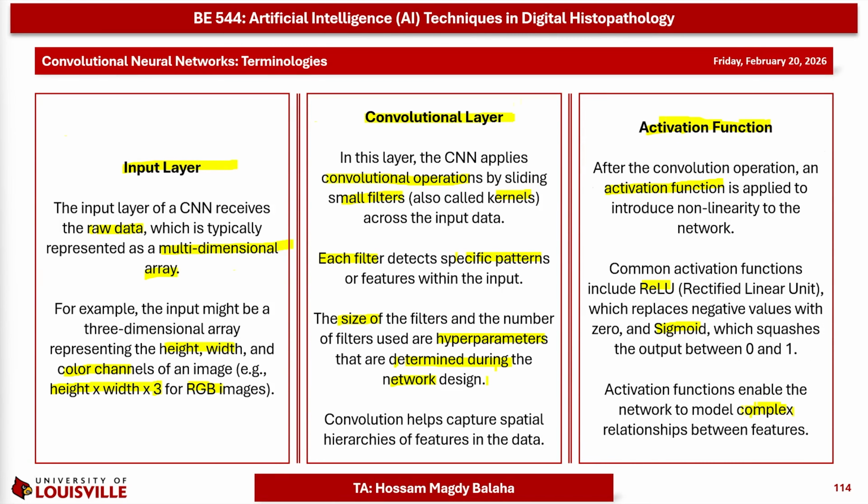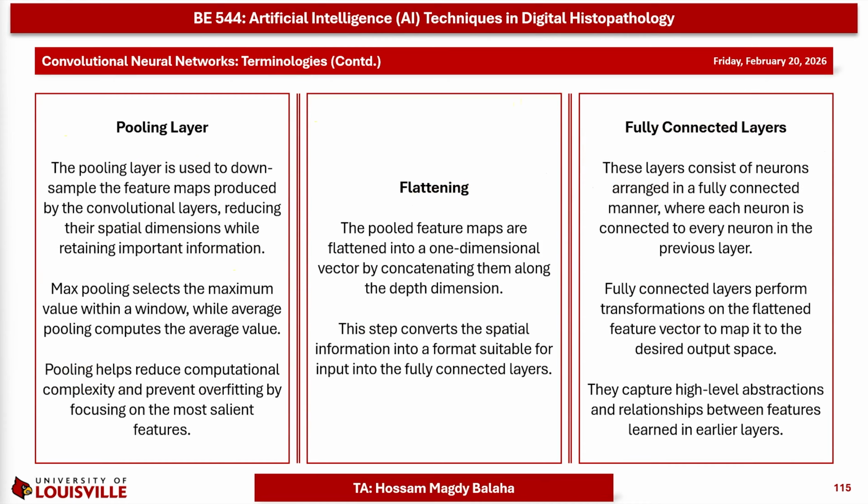So simply, we have an input layer followed by a convolution layer, and there is an activation function applied to that convolution layer to convert the input into nonlinear, which will later capture more complex relationships between the features. After an activation function, we apply a pooling layer. A pooling layer is used to downsample the feature maps produced by the convolution layer and activation function, which will help to reduce the spatial dimensions while retaining the important information or features.